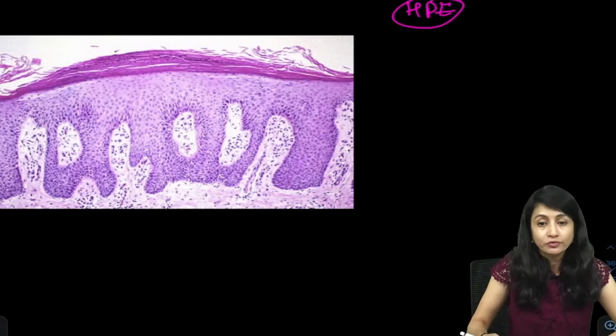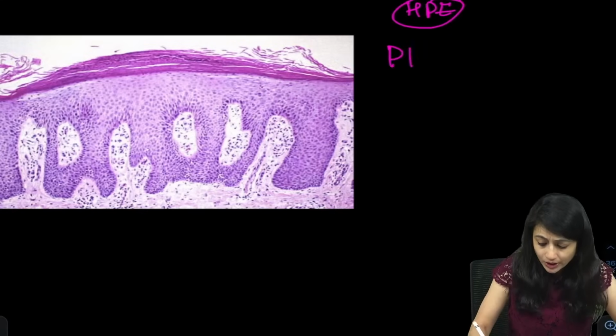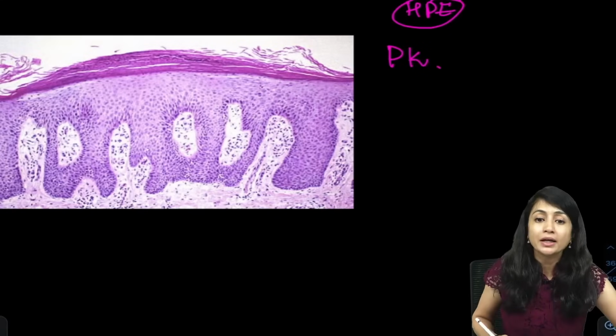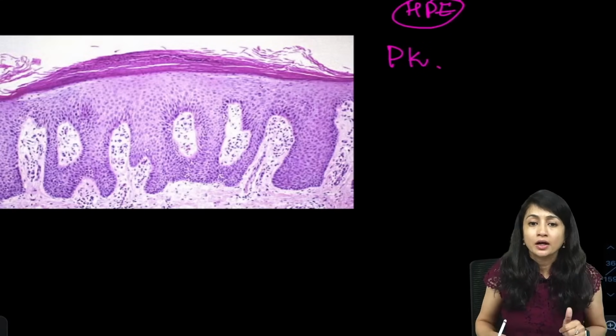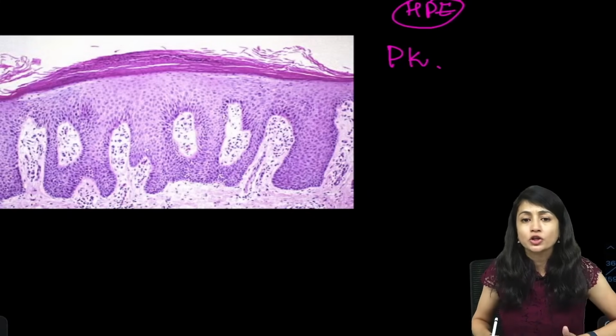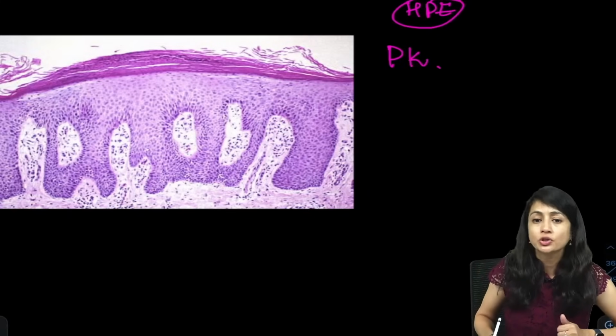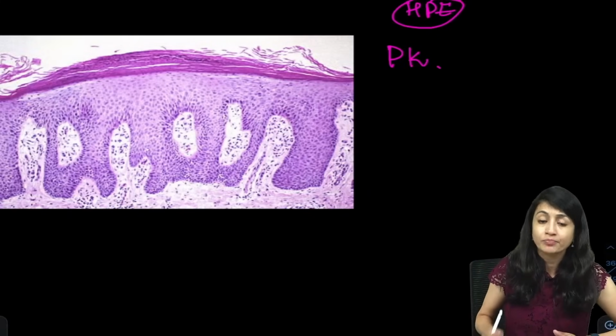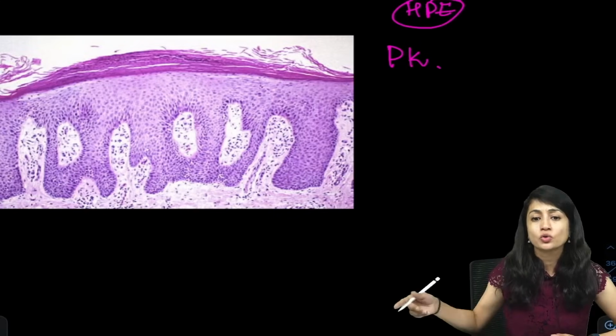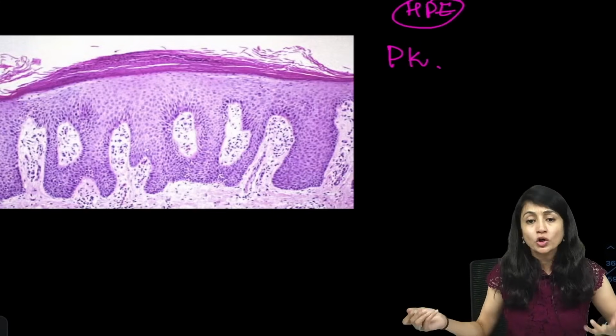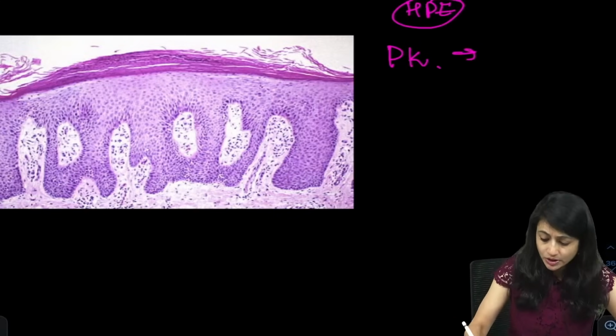Since I already told you we are discussing psoriasis, I'll quickly tell you the important pointers. Parakeratosis is something that you see here. Parakeratosis, you all know, is retention of nuclei in the stratum corneum. They also ask you, in what all conditions do you see parakeratosis?